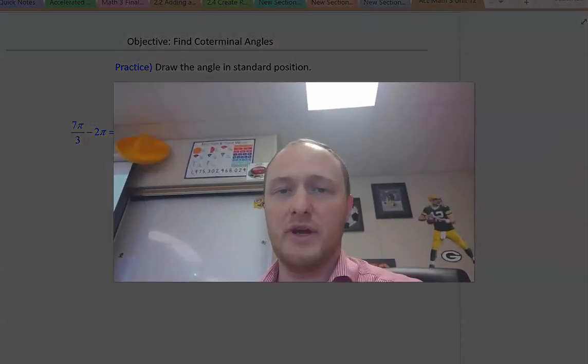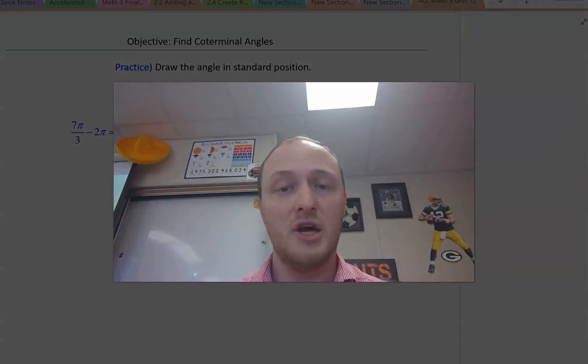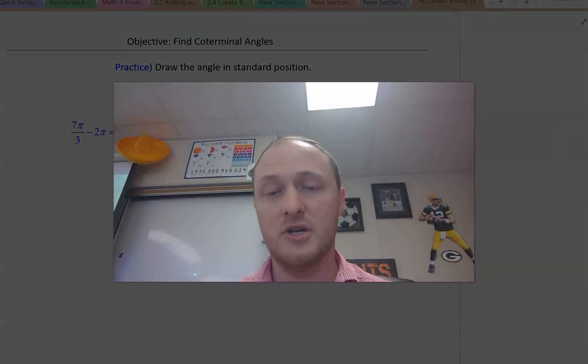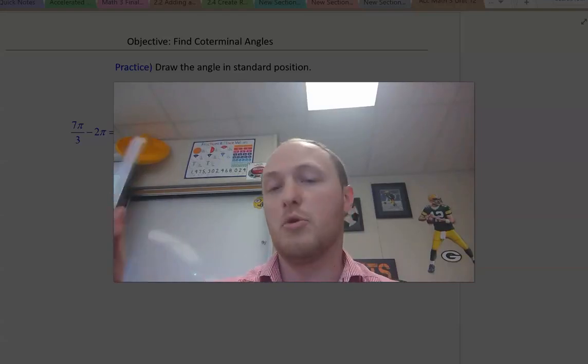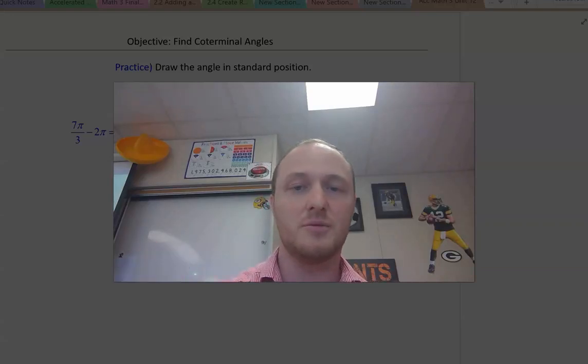Okay, and that is it. That is it for coterminal angles. Hey, remember, coterminal angles are angles that end in the same location. You can have angles that go in the negative direction. You can have angles that go around multiple times called revolutions, okay? And they're coterminal if they end in the same spot and they have the same coordinate values. We'll talk about that next lesson.